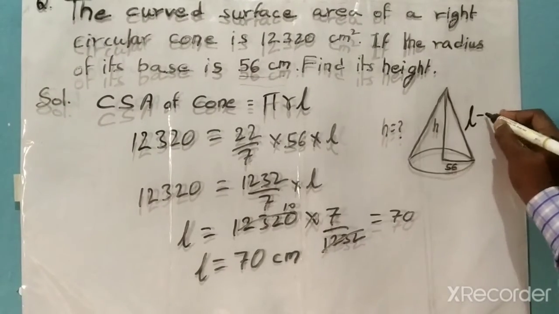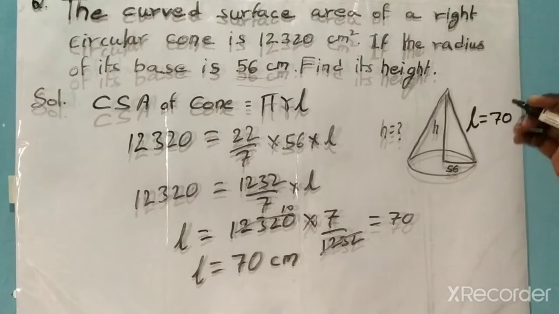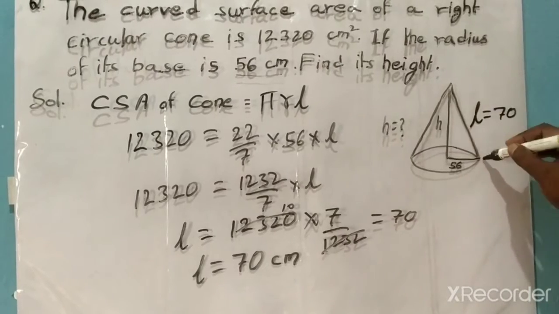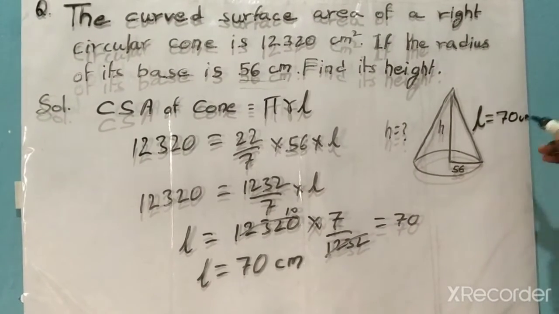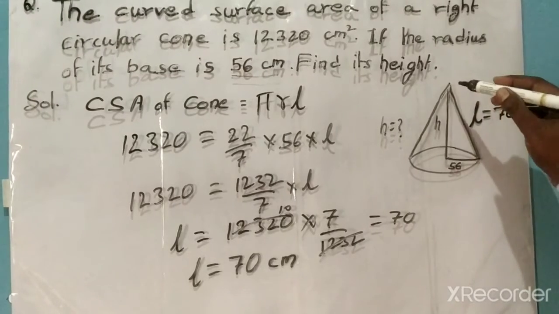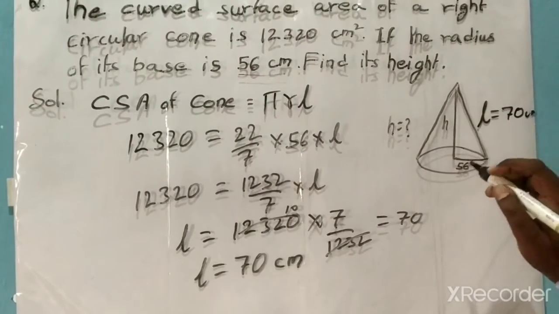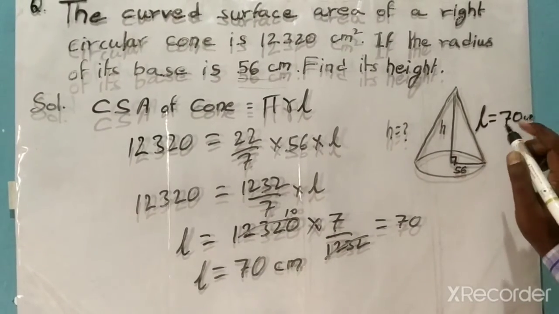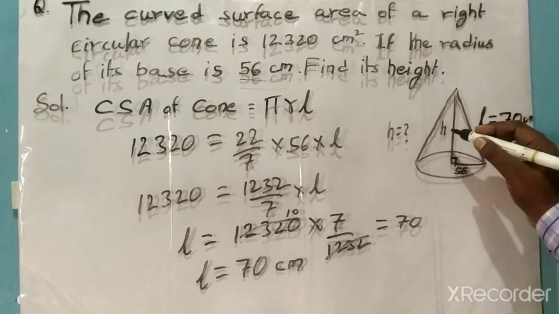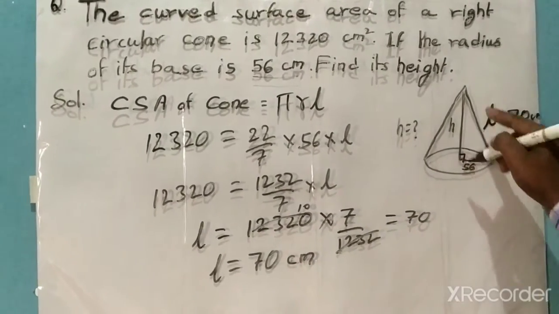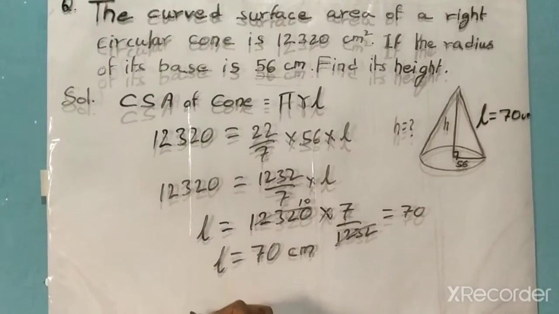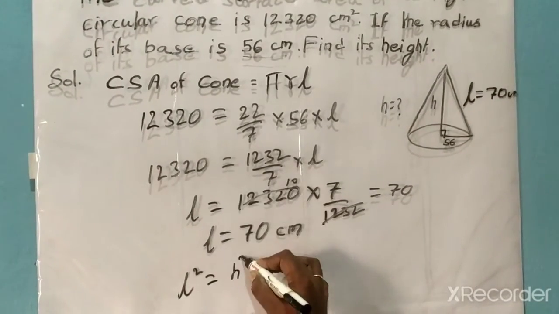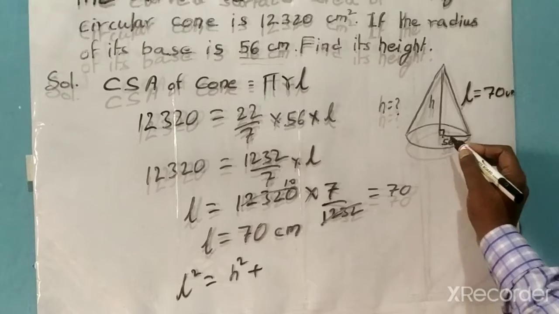Now l is equal to 70. Again come to the diagram. This is 56 centimeter, this is 70 centimeter, and we have to find this h. Here we can apply the Pythagoras theorem because this is a right angle. Since this is the height, it is always perpendicular to the base. According to the Pythagoras theorem, l square, that is the hypotenuse, is equal to h square plus base square, this is r square.